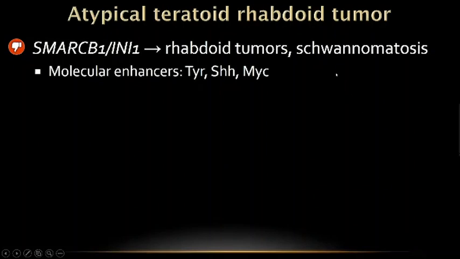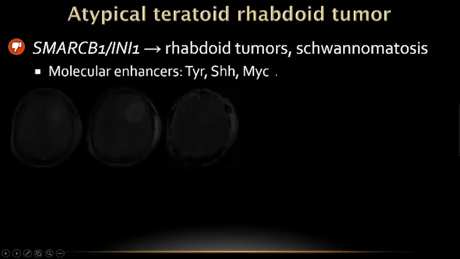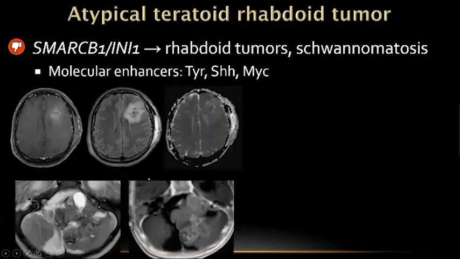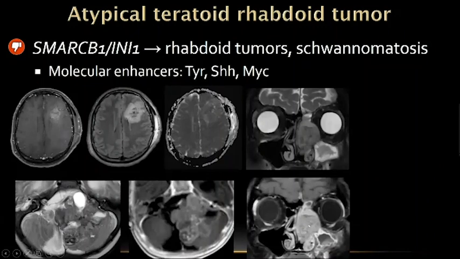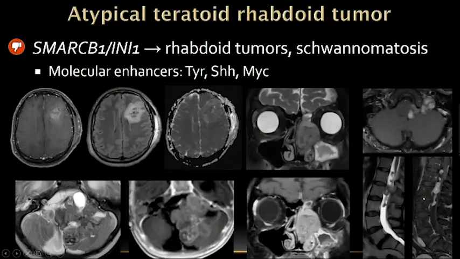The atypical teratoid rhabdoid tumors are linked to a very poor alteration of this pathway. So you get a bunch of rhabdoid tumors, schwannomatosis in various organ systems, and a number of molecular enhancers have been described as well. So we have both supratentorial and infratentorial, but very ugly necrotic, hemorrhagic tumors, sinonasal tumors, renal tumors, core tumors.